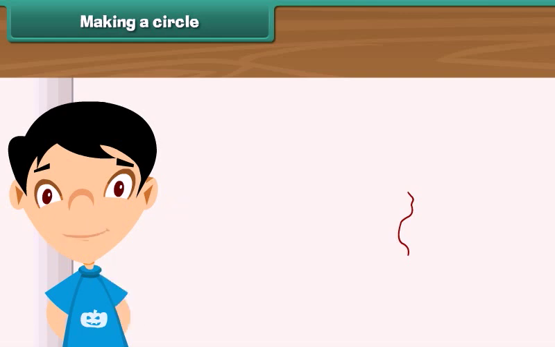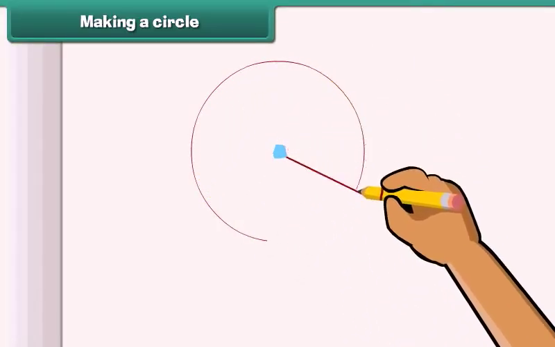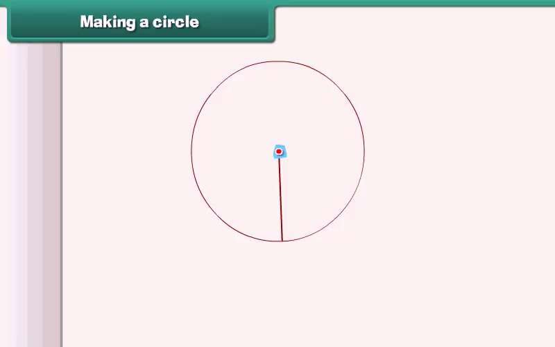Making a circle. Let us learn to draw a circle with the help of a thread. Take a piece of thread. Paste one end of the thread on your notebook. Hold the thread by the other end and move it around the fixed end. A circle is formed. The fixed end of the thread is the center of the circle. The length of the thread from the center to the boundary of the circle is the radius of the circle.